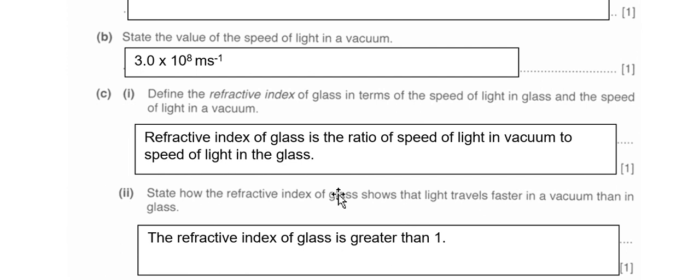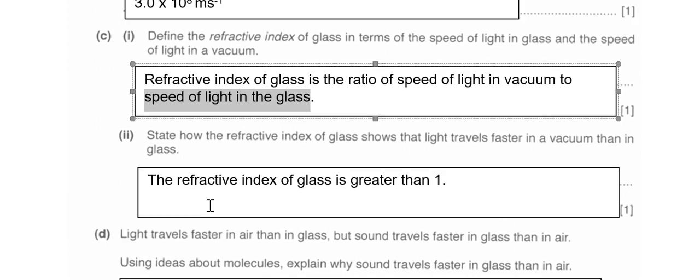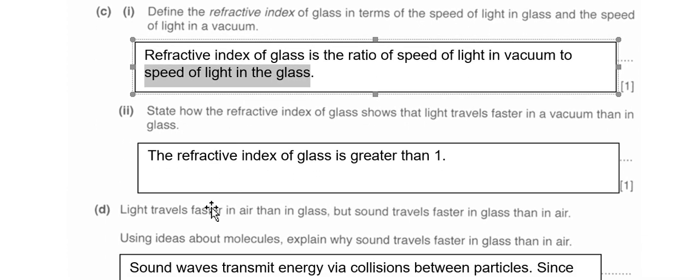State how the refractive index of glass shows that light travels faster in a vacuum than in glass. The easy answer is that since it's this divided by this, the ratio must be greater than 1, or the refractive index of all glasses is greater than 1. So that shows that the speed of light in vacuum must be higher than the speed of light in glass. Light travels faster in air than in glass, but sound travels faster in glass than in air.